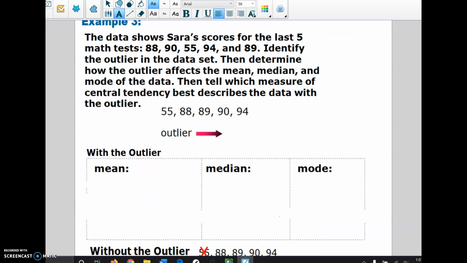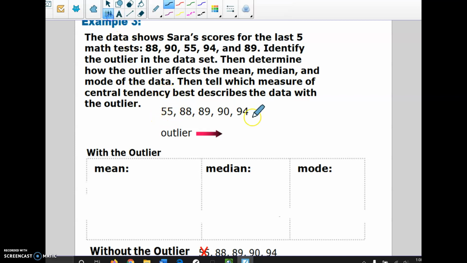Now let's calculate how the mean, median, and mode change when I keep the outlier there and when I take it out. Okay. So Sarah took some tests and she got 55, 88, 89, 90, and 94. We're going to identify the outlier and then see how it affects the mean, median, and mode. We're going to keep the outlier as 55 because the rest of these are in the high 80s and 90s. So 55 is the outlier.